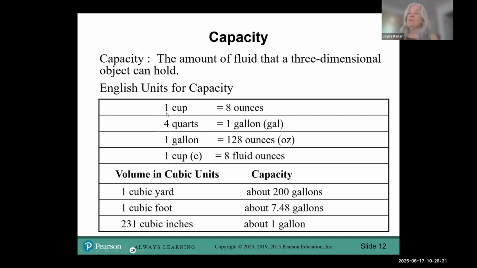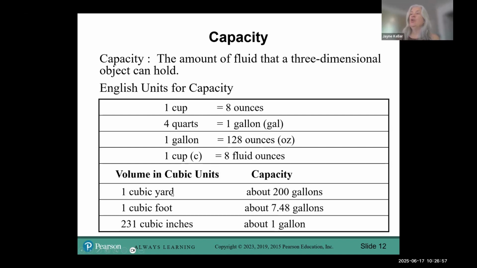And this one, I remember there's 4 quarts in a gallon because there's 4 quarters in a dollar. Quart is a word for 4. So 4 quarts is a gallon, 4 quarters is a dollar. So if we use all of these conversion factors, we can see that a gallon is 128 fluid ounces. And then we can talk about the volume in cubic units.